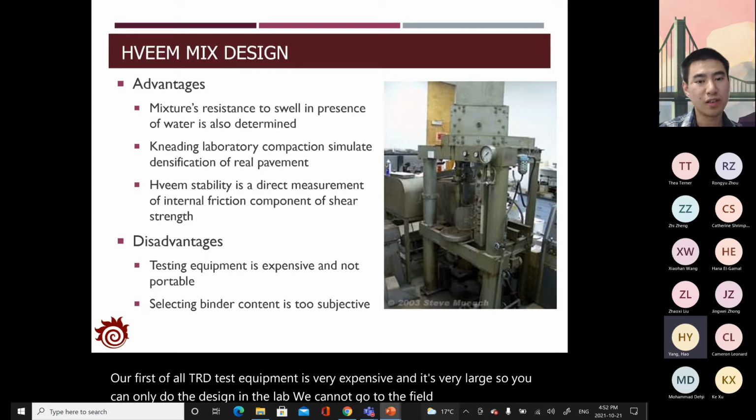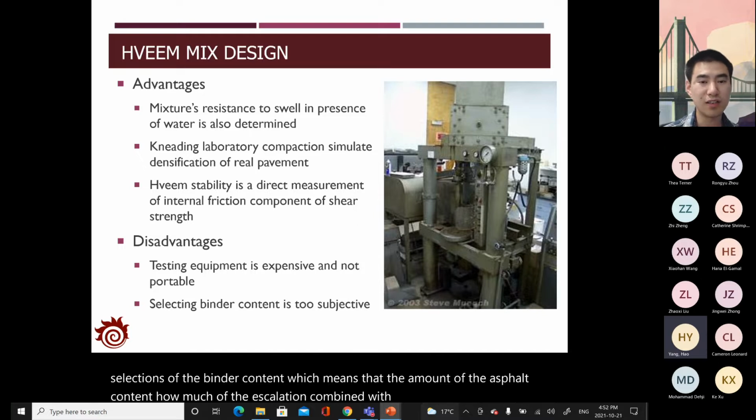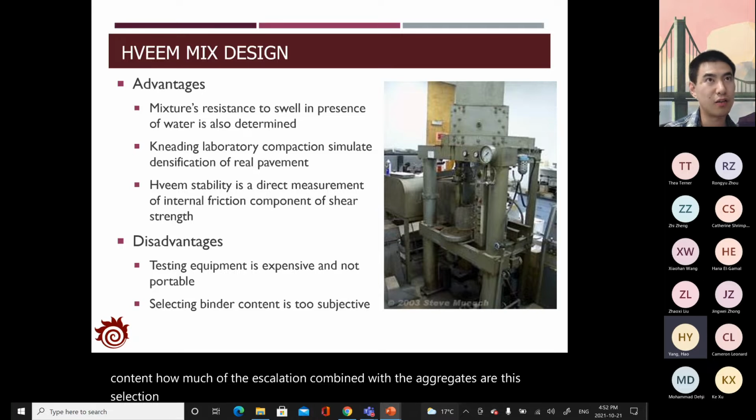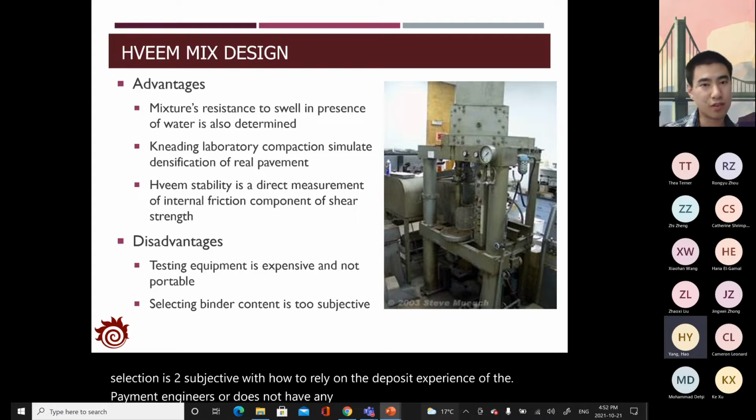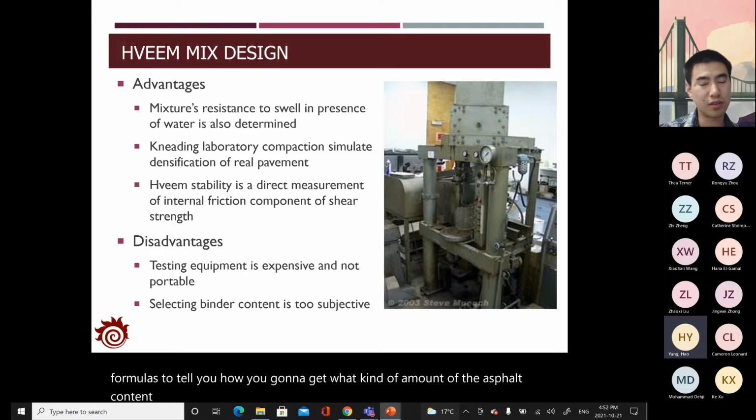And for the selection of the binder content, which means the amount of asphalt content, how much asphalt should be combined with the aggregates, this selection is too subjective. You have to rely on the past experience of the pavement engineers. It does not have any mathematical models or formulas to tell you what amount of asphalt content should be selected. So this is also a very obvious disadvantage of the HVEEM mix design.